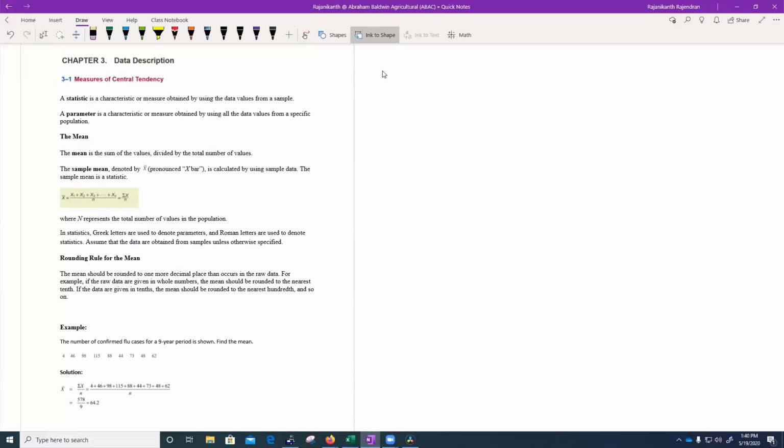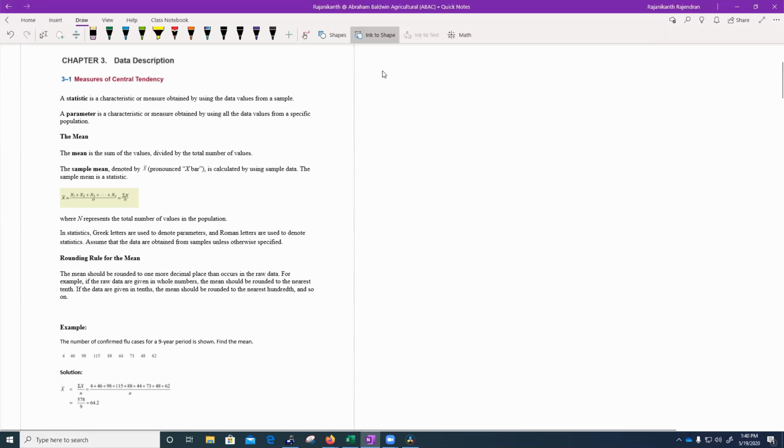Okay, so this is chapter 3. So we are going to look at some numbers if you are given a data set. First of all, we will look at methods of central tendency. That means we are going to find some numbers which tell about the position of our data sets and some distributions of the data set in terms of the numbers. Okay.